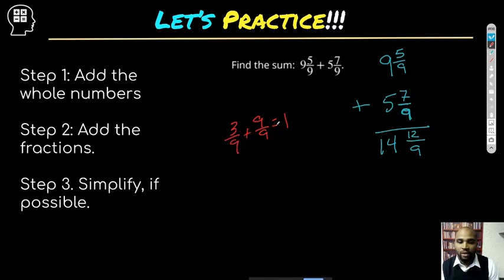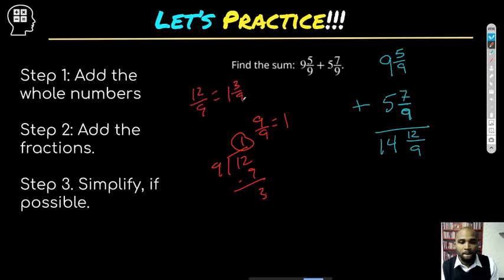Because if I would have added these, I don't want to make that confusing. So what I just did was 12 divided by 9 is 1. And it leaves me with 3. So I know it's a 1. So 12/9 is the same thing as 1 and 3/9. So this ends up being 14 and 12/9. Well, 12/9 is plus another 1 and 3/9. 14 plus 1 is 15.